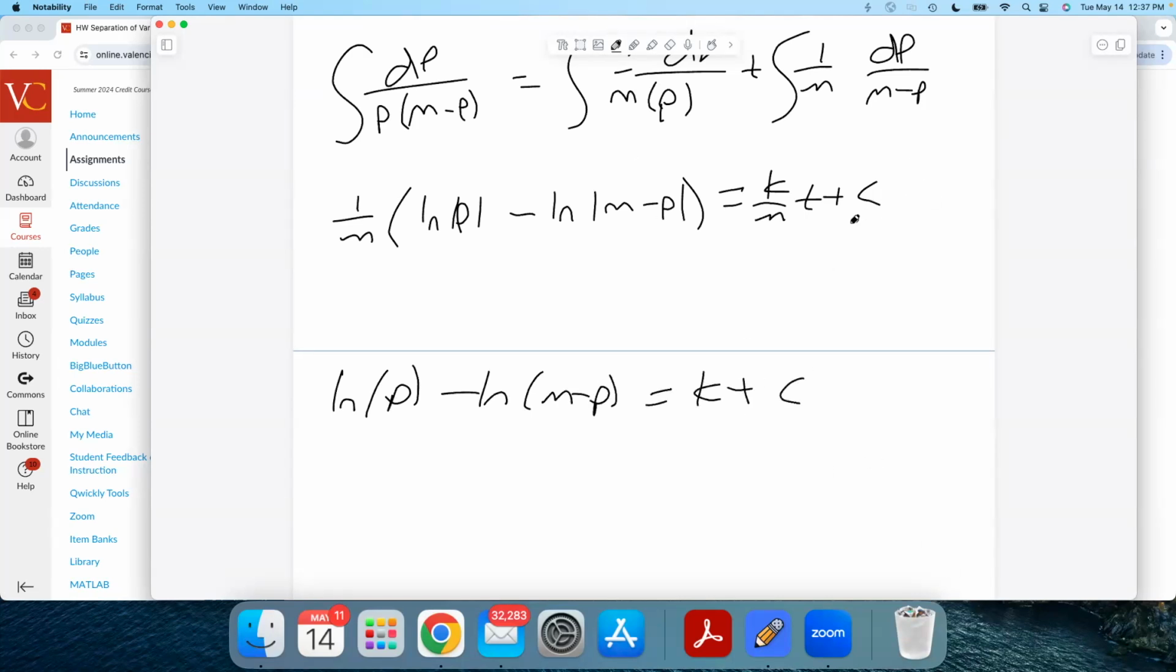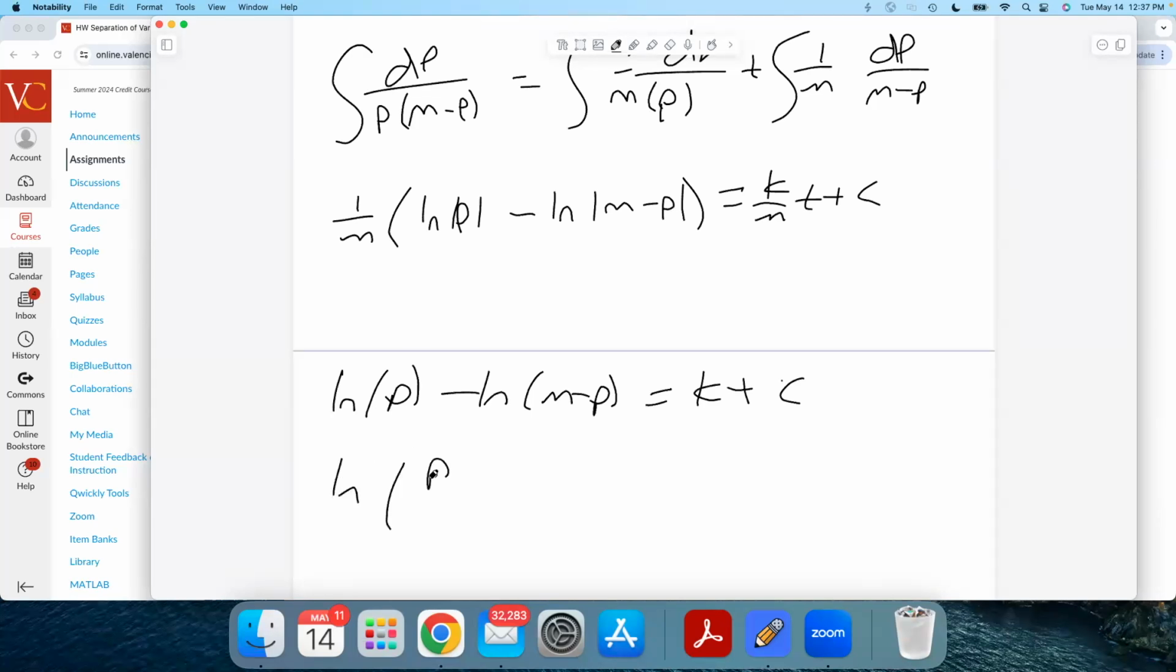And you're like, wait a minute, that's not C. That's C times M. M's just a constant. An arbitrary constant times a constant. It's just a new constant. Is that the same C as this? No. Do I have to label it C1 and C2? No, nobody cares. Now we're going to squish these together using rules of logs.